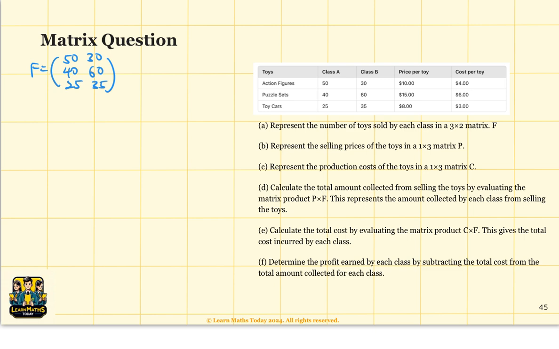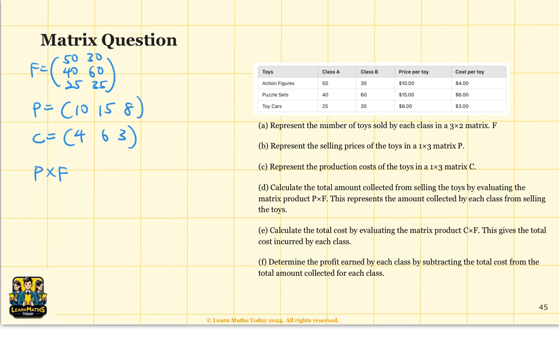Now, let's represent the selling price of the toy in the 1x3 matrix P. So here we know P is the price per toy, and you can represent it as a 1x3 matrix. So 10, 15, and 8, right? And similarly, define C as a 1x3 matrix, and this is the cost. So 4, 6, and 3. Right? Now you can compute the total amount collected from selling the toys by computing P by F. So we calculate P multiplied by F.